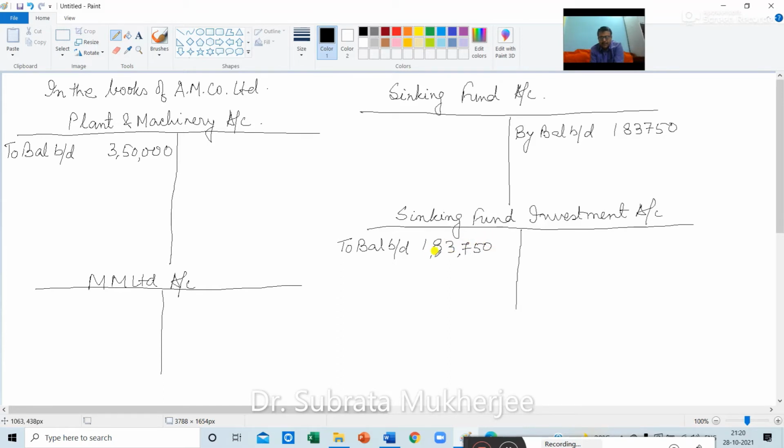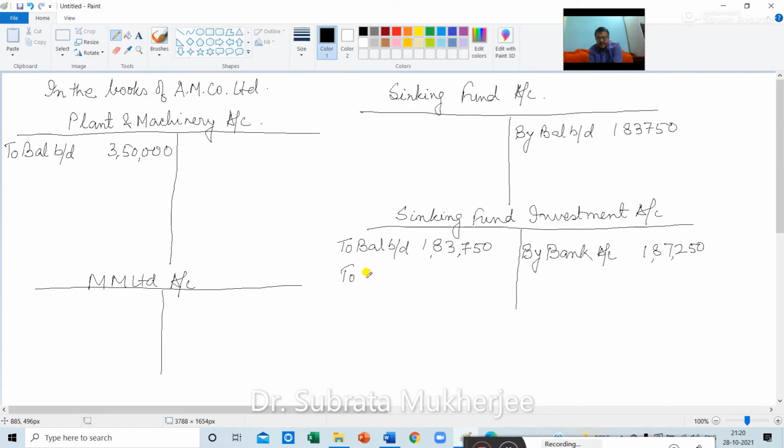1,83,750. Now this fund, sinking fund investment, this was sold at rupees 1,87,250. So bank account debit to sinking fund investment account. So by bank account, this is 1,87,250. So what is the profit made by selling this investment? So this balancing figure will be transferred to sinking fund account.